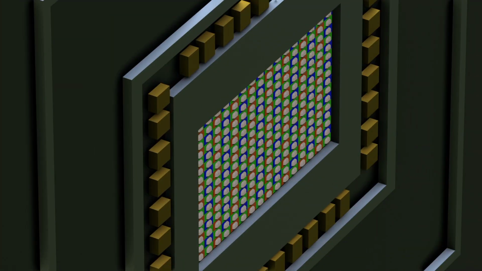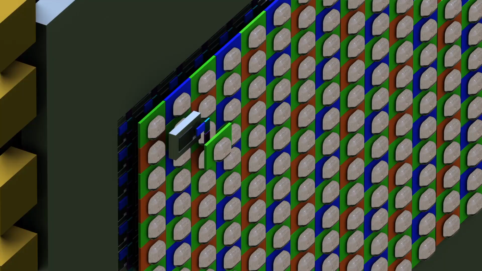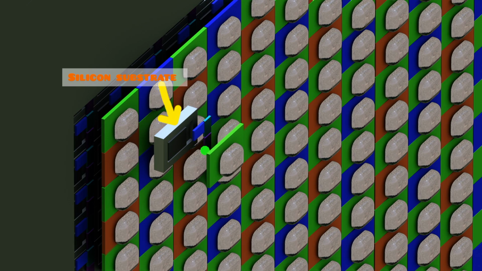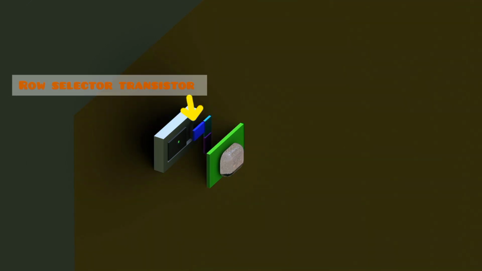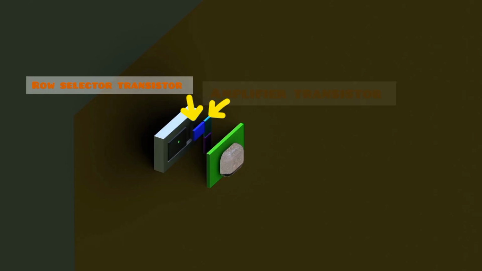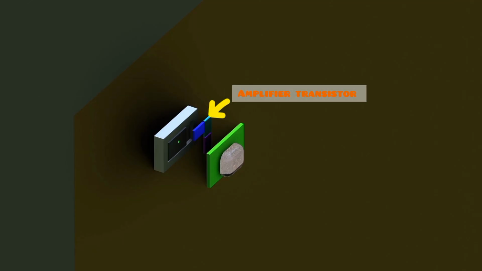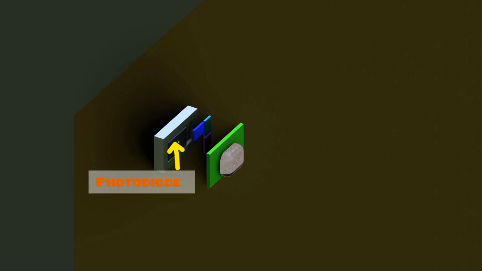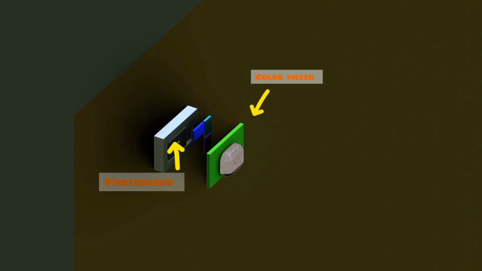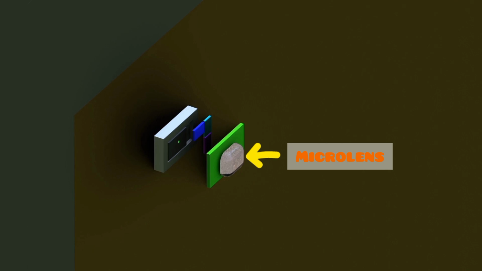Each photodetector is built on a silicon substrate and contains a photodiode to collect photons. It also includes 3 transistors: a row selector transistor, an amplifier transistor, and a reset transistor. Above the photodiode, there is a color filter and a microlens. The microlens focuses incoming light onto the photodiode, improving efficiency and sensitivity.